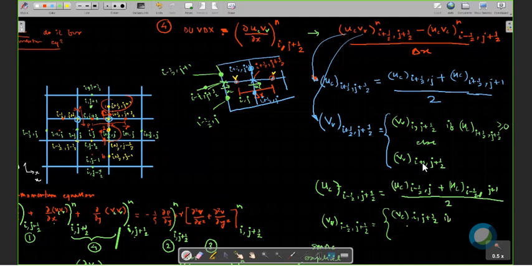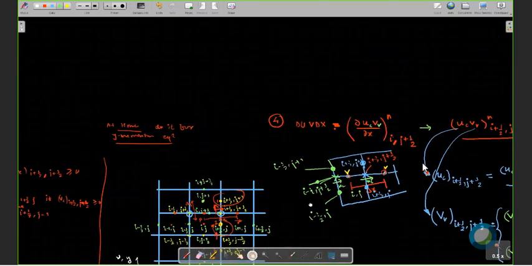If this value, you see, at I minus half, j plus half is greater than or equal to 0, else the other value, this value. What is that point? This will be I minus 1 and j plus half. Okay. So this is there.